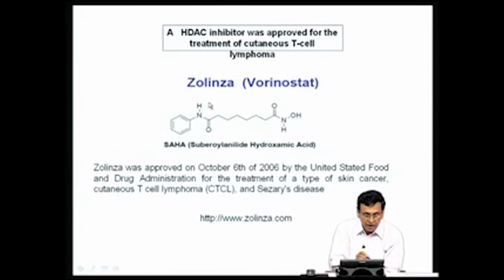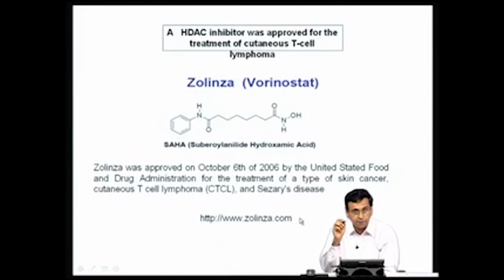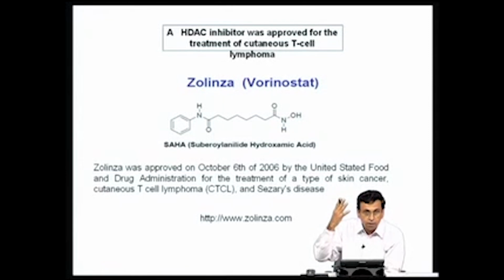Zolinza was approved on October 6, 2006 by the United States Food and Drug Administration for the treatment of a specific type of skin cancer called cutaneous T-cell lymphoma and Sézary disease. You can actually get all the details if you click onto this website. So, here is an example where an inhibitor of a histone deacetylase is now being used for treatment of a specific type of cancer, clearly indicating that this HDAC inhibition probably is resulting in the activation of certain tumor suppressor genes, and that is how it is causing cessation of cell proliferation.